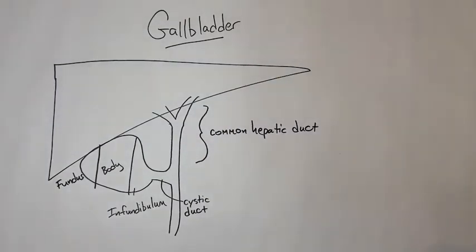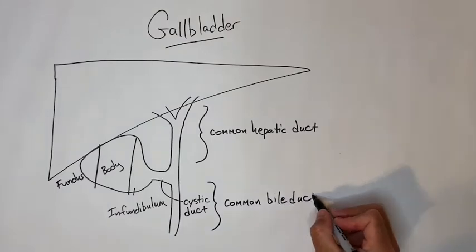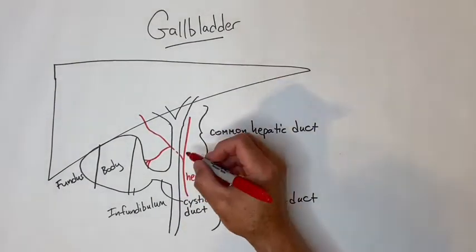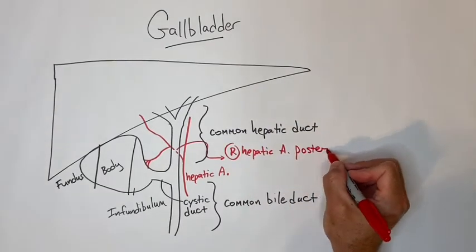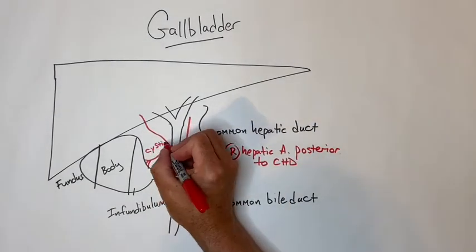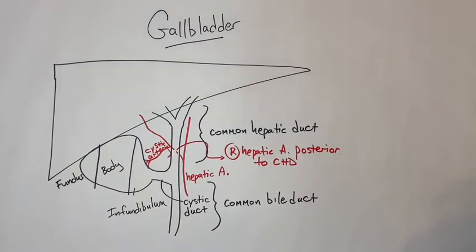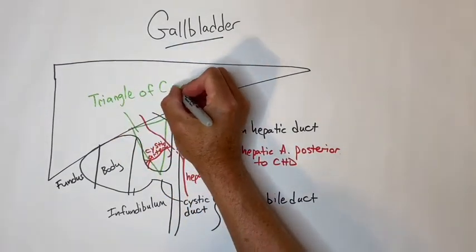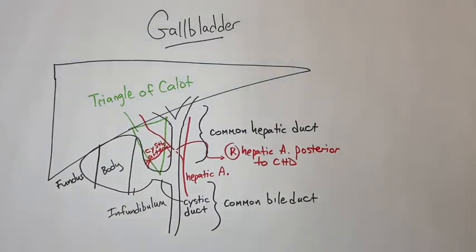common bile duct. The cystic artery comes from the right hepatic artery, which usually passes posterior to the common hepatic duct. The triangle of Calot is made up of the inferior border of the liver, the common hepatic duct, and the cystic duct. The triangle of Calot contains the cystic artery.